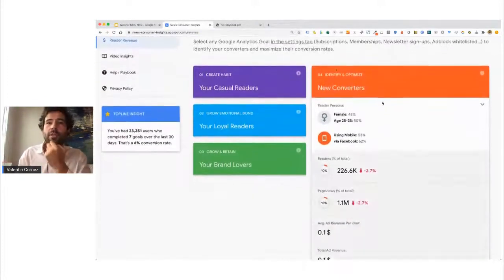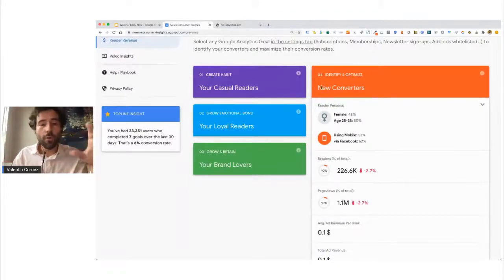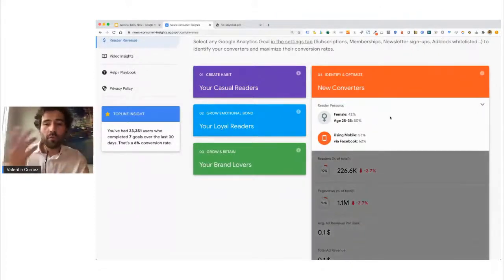At the top of the page, we're still showing you some information about your funnel, so your casual readers, your loyal readers, and your brand lovers. On the right-hand side, you will see this new module, which is your new converters, those who have converted on this specific goal, for example, subscription conversion. We're going to give you information about the profile of those users: if they're women or men, their age group, their device, their traffic source. This will give you a good understanding of the average profile of converters on your site.